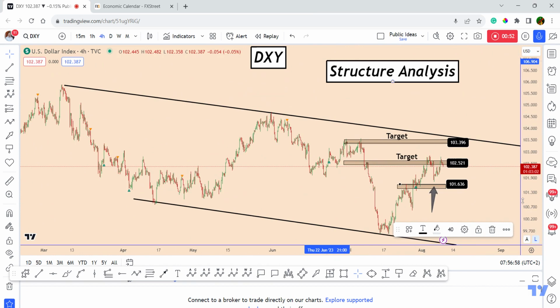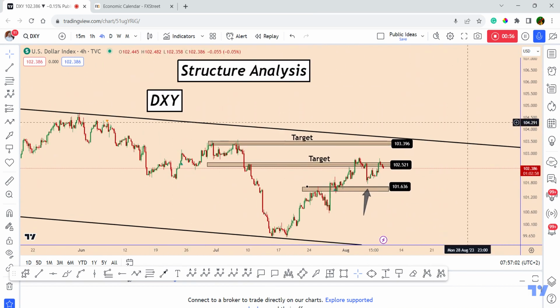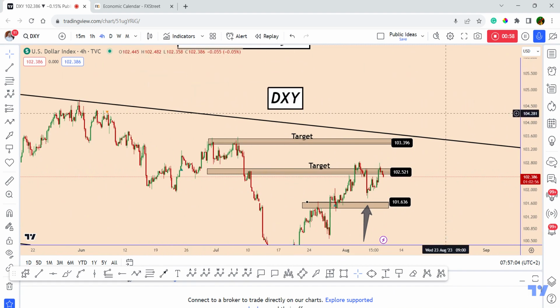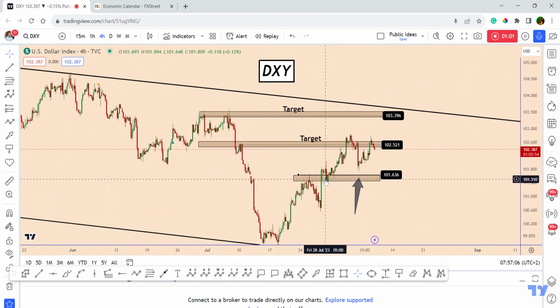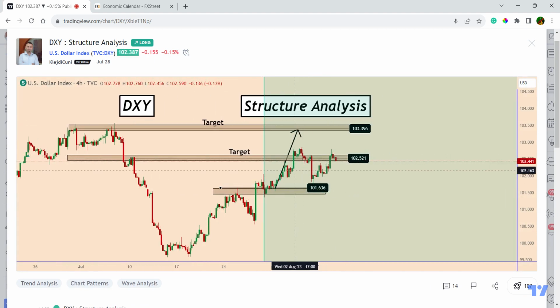We are going to make a top-down analysis on the dollar index. As you may see, since our previous analysis, the price broke out from this small structure and it keeps growing. So here we are at this point, first target was reached, price came down and it is up again.